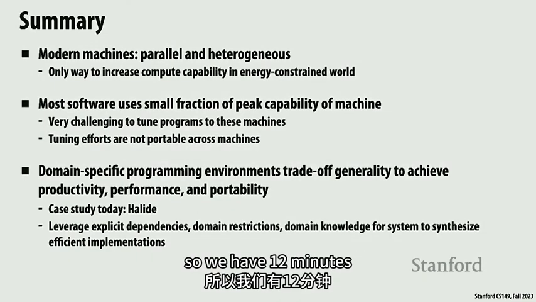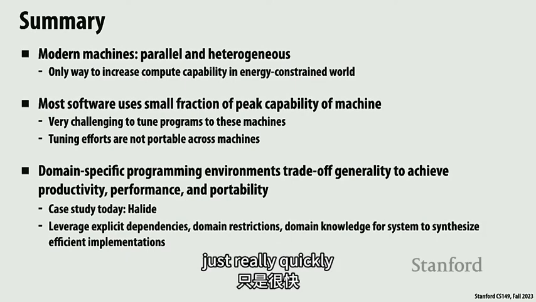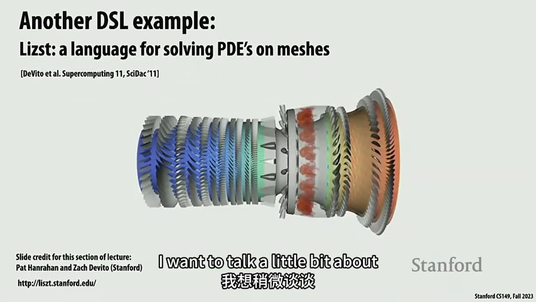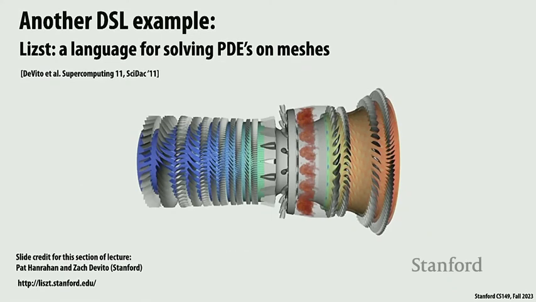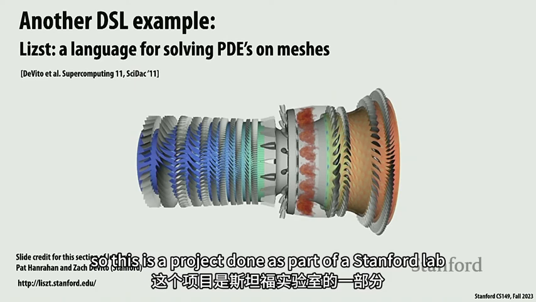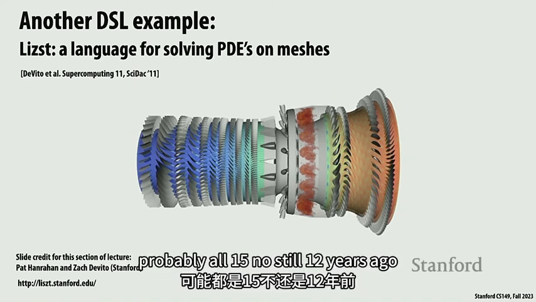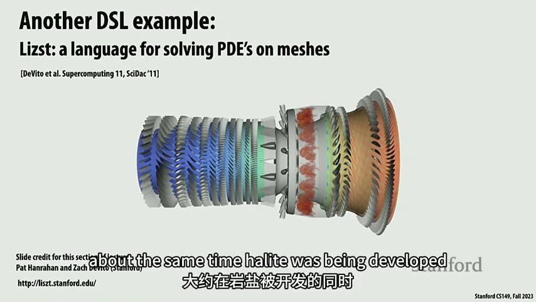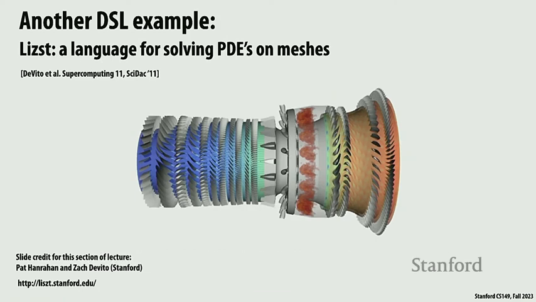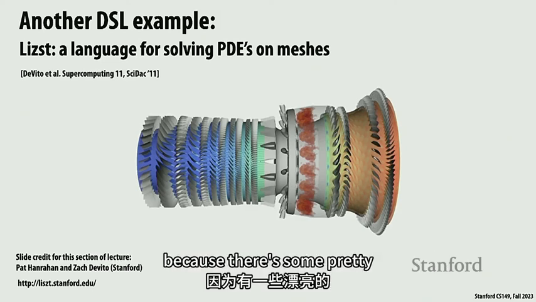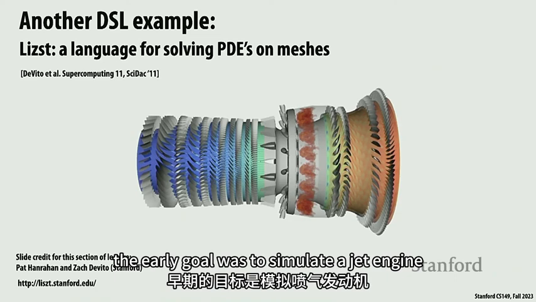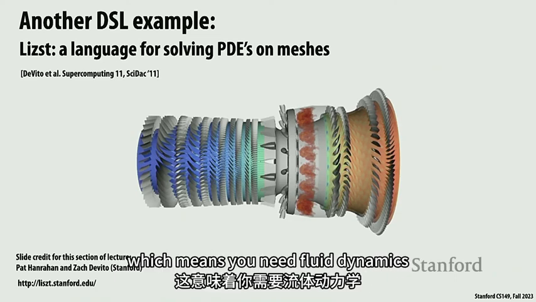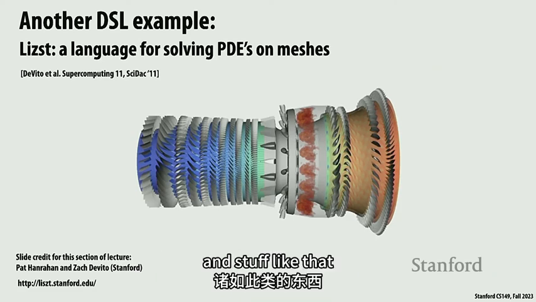So we have 12 minutes. Let me give you another example really quickly, because I want to talk a little about the magnitude of optimizations that can occur in high-level languages. This was a project done as part of a Stanford lab almost 12 years ago, about the same time Halide was being developed. I like to use it as an example because the compiler does some pretty big things. The early goal was to simulate a jet engine, which means you need fluid dynamics and finite element analysis and stuff like that.